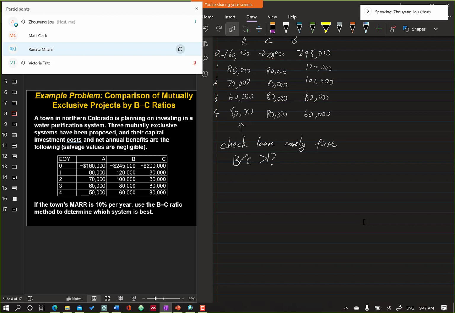If it's greater than 1, then we can set this one as the baseline, and continue to check the next one to be compared with it. If it's not, then we move to the next more expensive one.